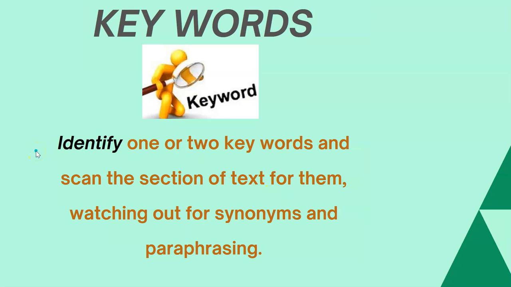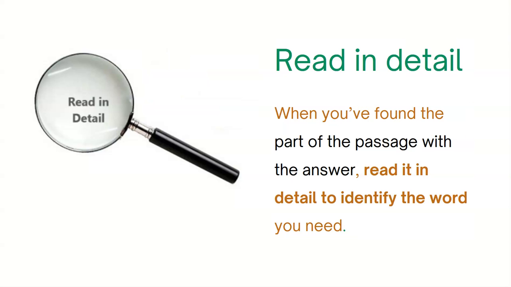So here we've identified the keywords. We're scanning the selection of the text and watching out for synonyms and paraphrasing. Once you find the part of the passage or the part of the reading that connects to the summary, then you need to read in detail. You need to look closely and identify the word that would complete the gap or complete the sentence.